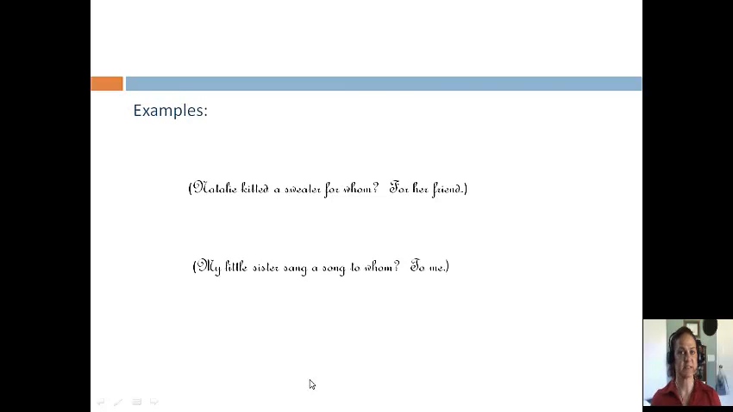So let's practice this just a little bit more. I have my questions up there before my other, but that's okay. So Natalie knitted her friend a sweater. So Natalie knitted what? A sweater. For who? Friend. So we find our subject, and then our action verb is knitted. Knitted what? A sweater. For who? The friend. My little sister sang me a song. So sister is my subject. Sang is my action verb. Sang what? A song. So that's my direct object. And for who? For me, indirect object.